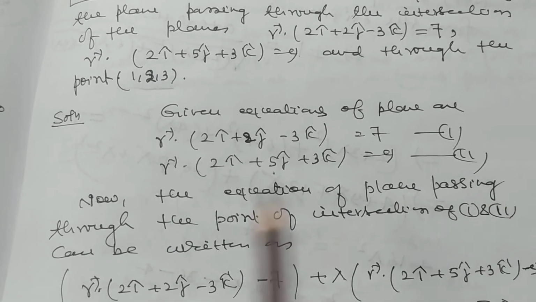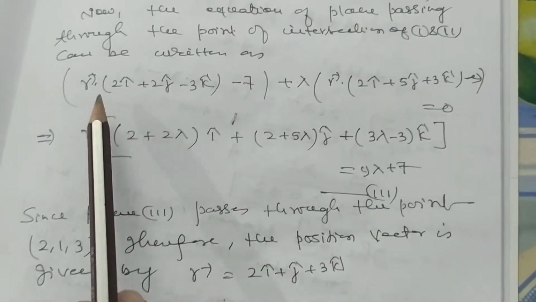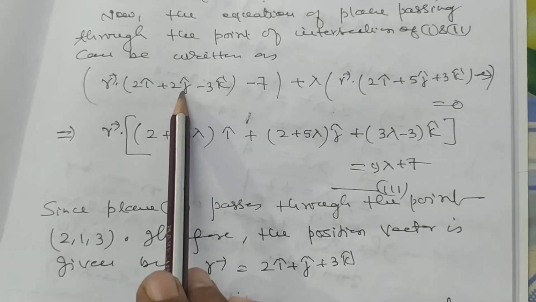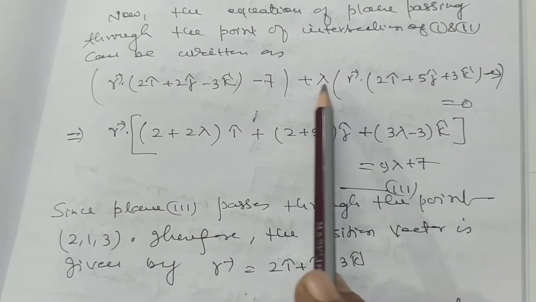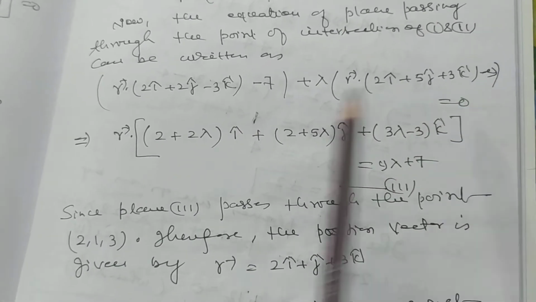Now the equation of the plane passing through the point of intersection of the first and second can be written as vector r dot 2i plus 2j minus 3k minus 7 plus lambda times (vector r dot 2i plus 5j plus 3k minus 9) is equal to 0.